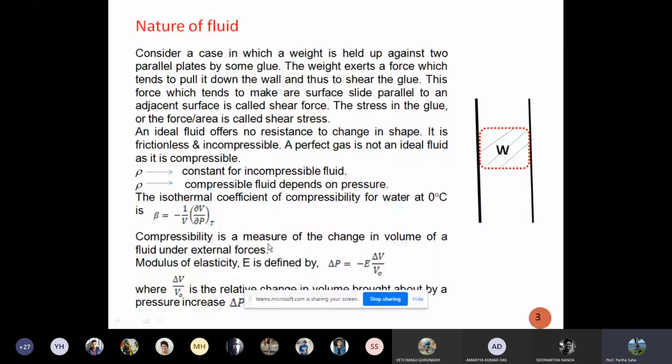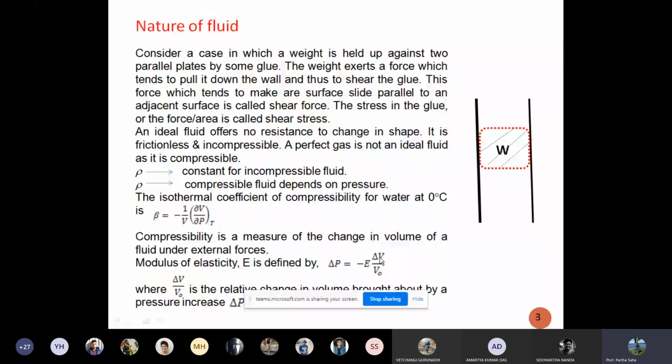So compressibility is a measure of the change in volume of a fluid under an external force. Similarly, you can determine a fluid's elasticity. How do you determine elasticity? For a solid, like with a stress strain curve, you can determine how the stress varies with increasing strain. But what happens if it is a fluid? Then how will we determine the elasticity? The formula is this: del P, the change in pressure, is related to the small increment or decrement in volume relative to the initial volume. So that is the reciprocal of that term.